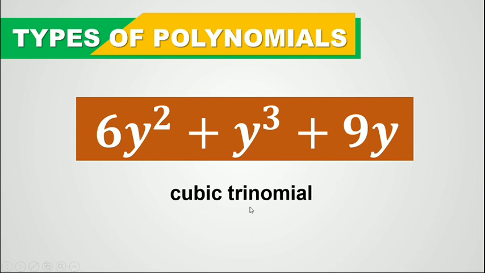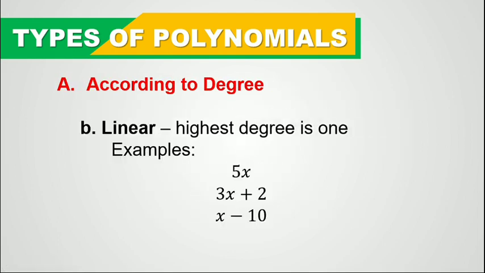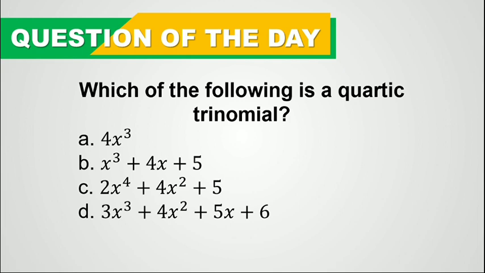So, cubic trinomial. So, in our question presented, we have here, which of the following is a quartic trinomial? So, asa man daw danin nila ang quartic trinomial? So, the correct answer is letter C. Why? The highest exponent man dana is 4 man. So, the highest exponent is 4 and trinomial, so 3 terms. So, 1, 2, 3. So, therefore, our answer for our given question of the day is letter C. 2x to the 4th power plus 4x squared plus 5.